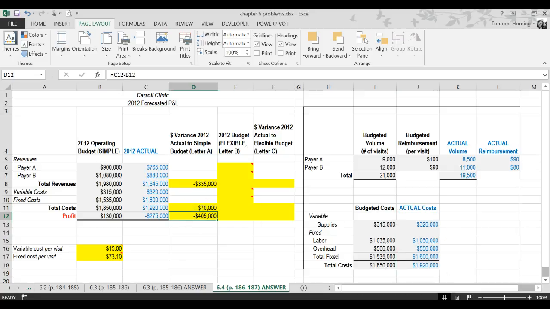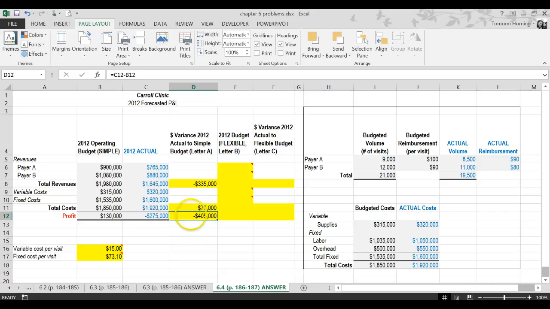So just to recap, I've already populated the answer to question letter A, which is calculating the dollar variance of actual 2012 performance compared to the simple budget. So you can see all of these numbers are being compared. The first one the book wants you to look at is profits, then revenues, then costs. Let's just double click in the revenues and you can see the formula is very simple. It's actual performance less the simple budgeted performance for all three of these examples.